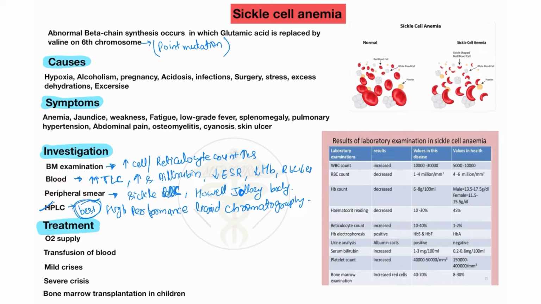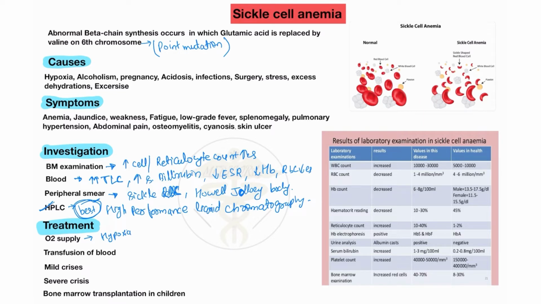What is the treatment of a patient with sickle cell anemia? First of all, O2 supply, because I already said that a hypoxia condition mostly occurs in these patients. So when the patient has hypoxia, we will supply oxygen to the patient.